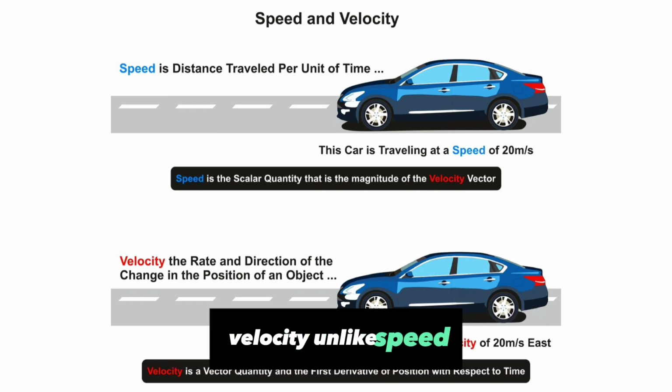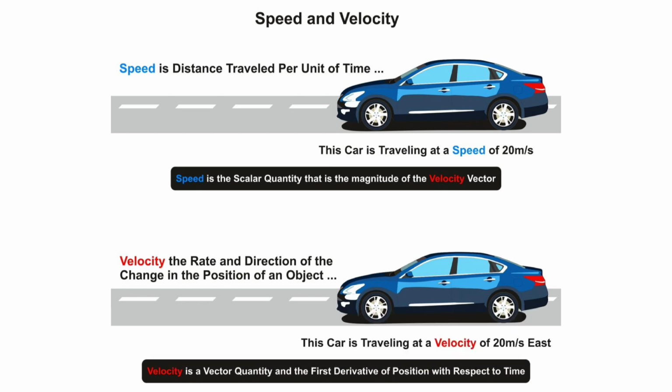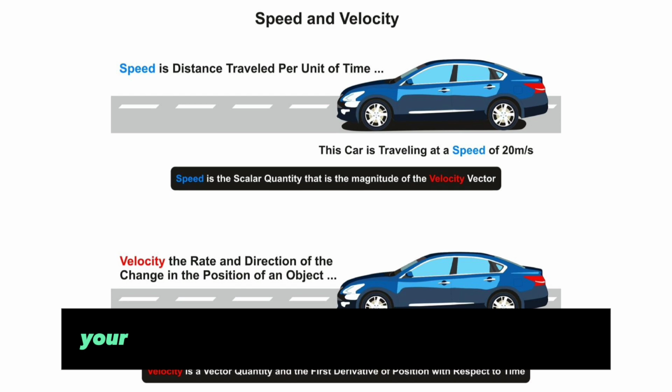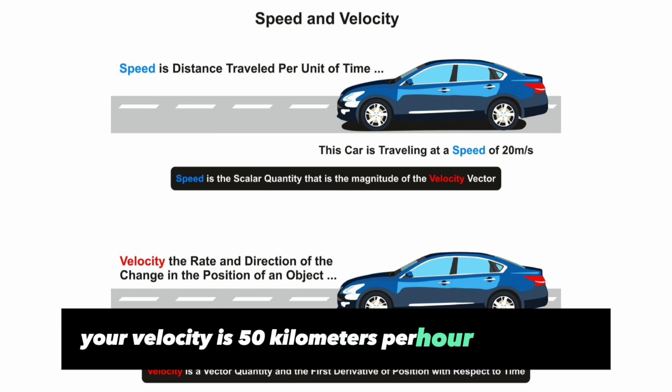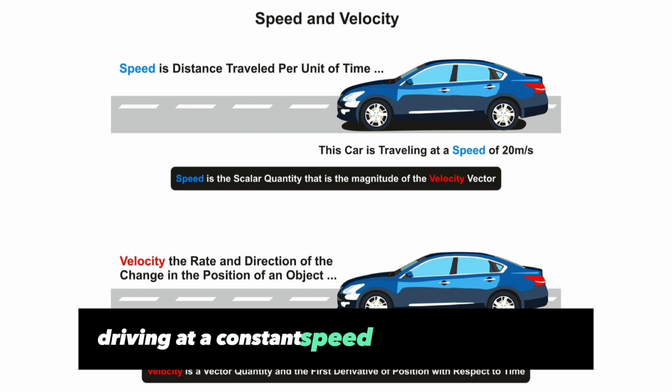Velocity, unlike speed, velocity considers both magnitude and direction. So, if you travel 100 kilometers to the north in 2 hours, your velocity is 50 kilometers per hour to the north. Example, a car driving at a constant speed of 60 miles per hour.